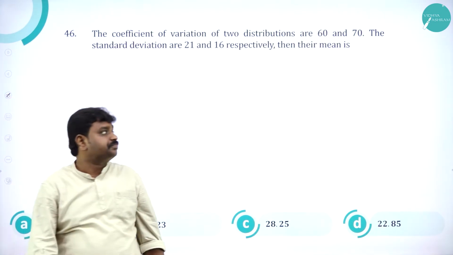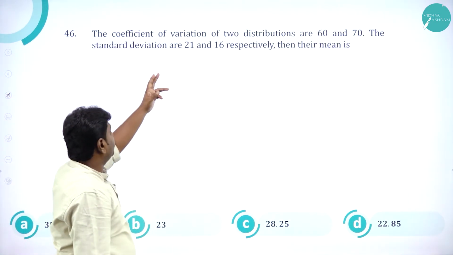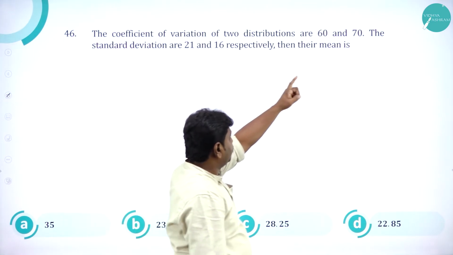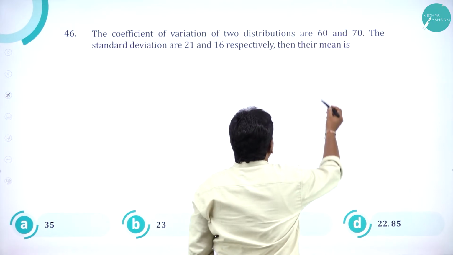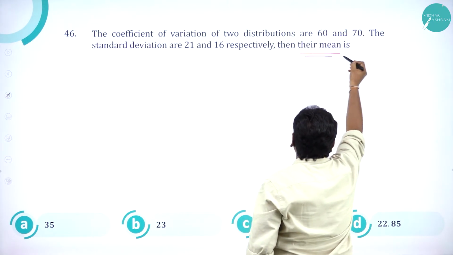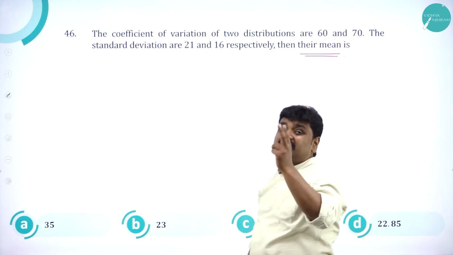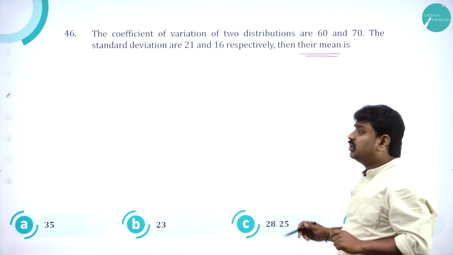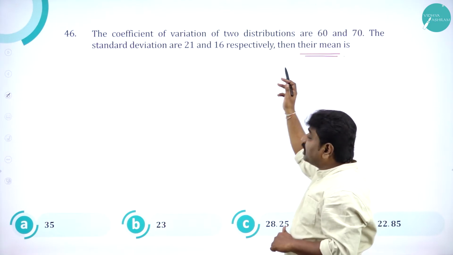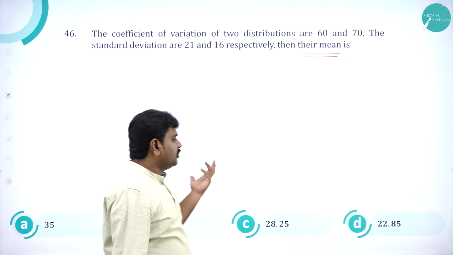Next, we have the coefficient of variation of two distributions, 60 and 70 they give. Standard deviations, 21 and 22 they give. Then, their mean they give. See, they have to ask means. Two different means you will get. But they give one mean at last. So I have to find, or they would have asked mean of means. So I will find the different means.